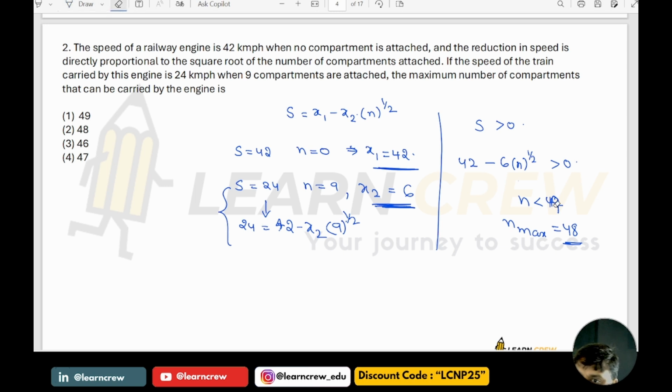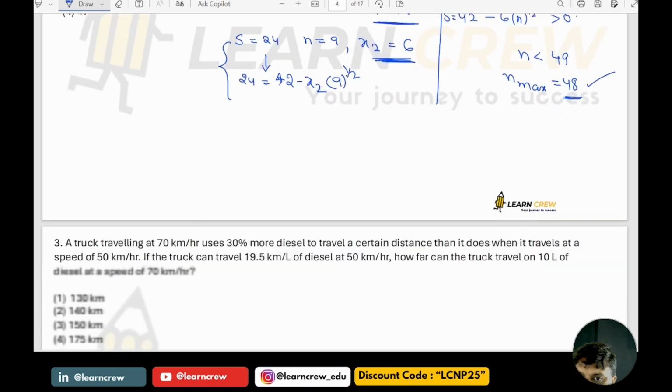So n should be less than 49 because if n is 49, this equation becomes 0. But speed should be greater than 0. That's the reason the n value must be less than 49. The maximum value of n is 48. I hope it is clear.